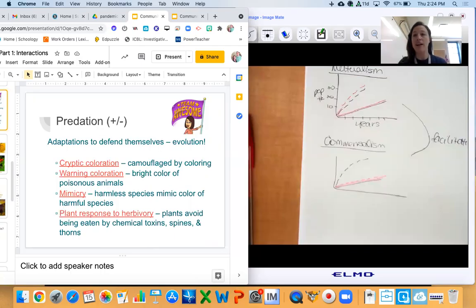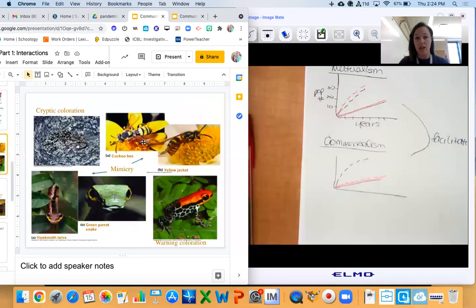Warning coloration. Bright colors generally mean don't eat me or you will die, or you will at least get sick. Okay. But because of mimicry, we now know this cuckoo bee, harmless, and this yellow jacket, ow, it's going to hurt when it stings, it puts some toxin in you. But the cuckoo bee, because it's mimicking the yellow jacket, is pretending to be harmful when it is actually not.